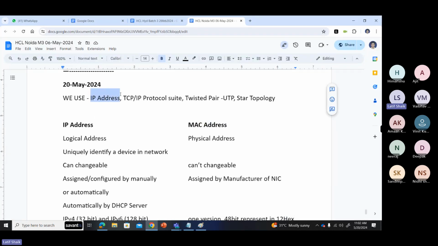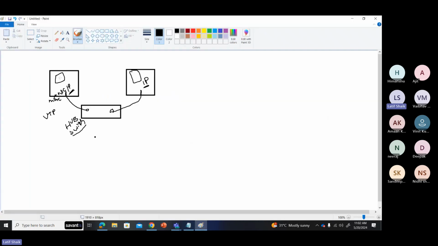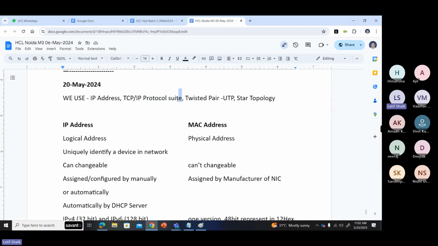So we use IP addresses, and we use the TCP/IP protocol suite. Here it is the application layer, the type of communication, and then addressing and connectivity. These are all defined inside your protocol suite: how communication should happen, irrespective of what type of communication or what type of system it is. That's the protocol suite we are using, the TCP/IP protocol suite.